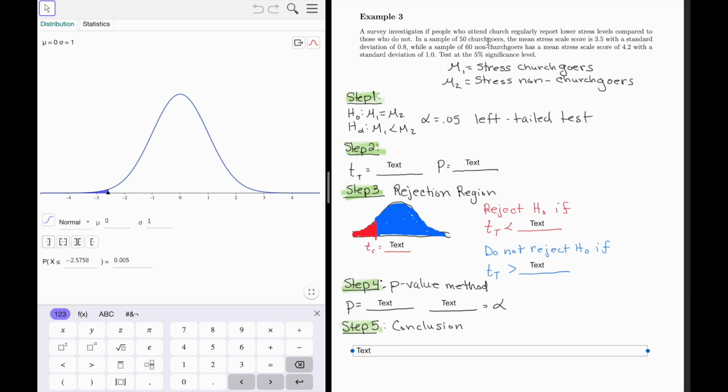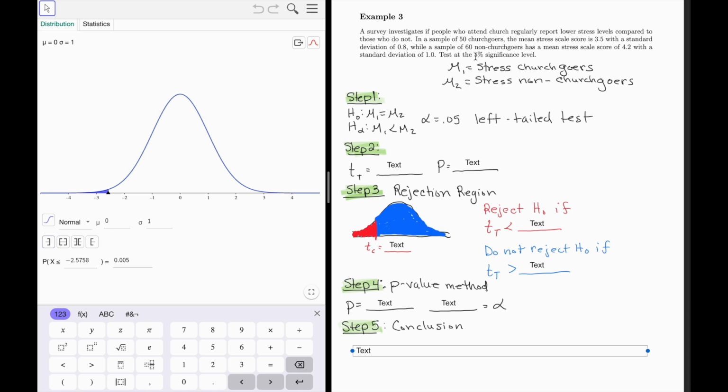So we're testing a claim about a mean here. We're going to let the population of churchgoers be mu1, the first group, and the non-churchgoers will be group 2, representing the mean mu2. Since we're trying to investigate if the people that go to church have lower stress levels, we're going to set up our null hypothesis as they're the same. And then the alternative is that the mean of the churchgoers' stress level is less than the mean of the non-churchgoers' stress level.